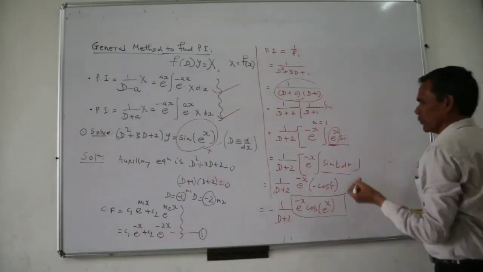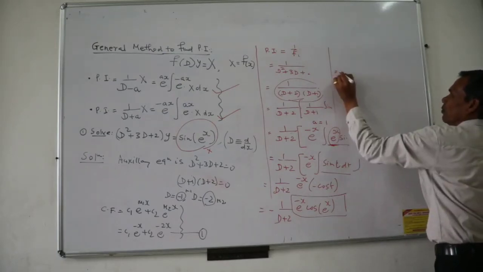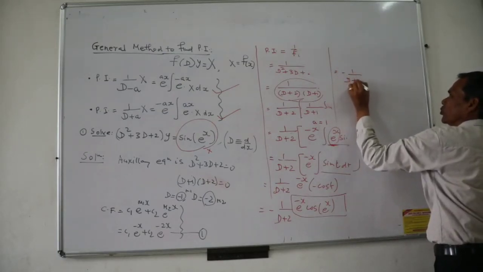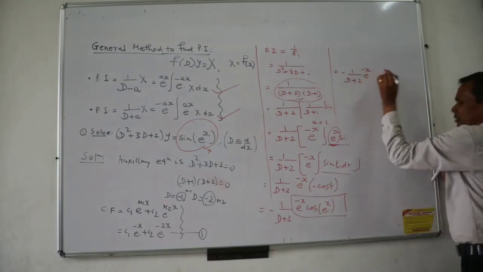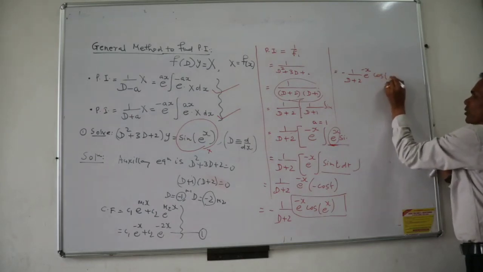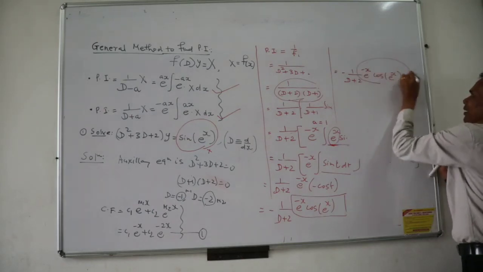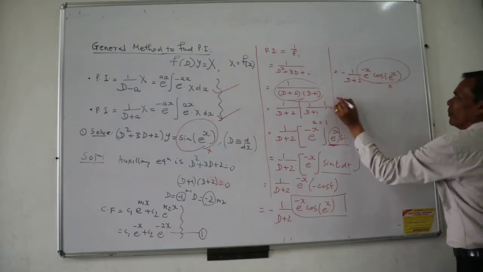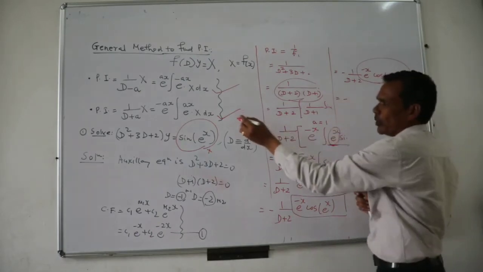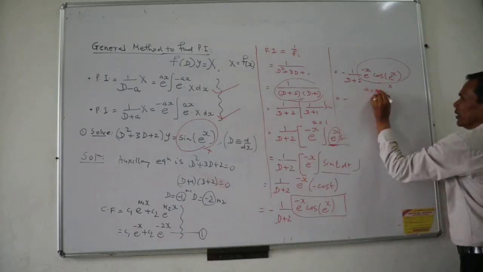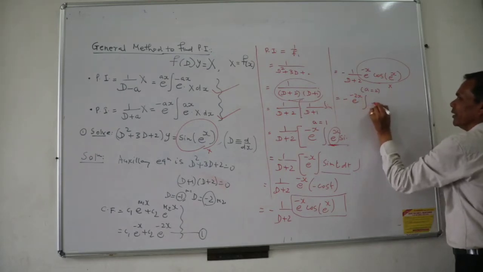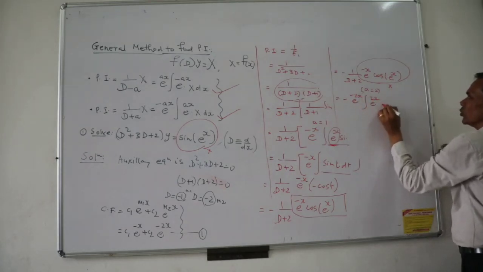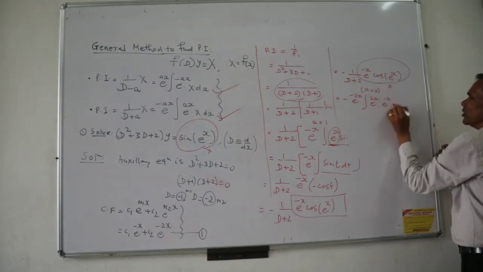So what you are doing here, the next, this is equal to minus 1 upon D plus 2. It is taken over here, e raised to minus x cos of e raised to x. Now I will consider this as capital X or function of x and operate again. I use this formula, a is equal to 2 there. So e raised to minus 2x integral e raised to 2x, e raised to minus x, I just take cos of e raised to x dx.